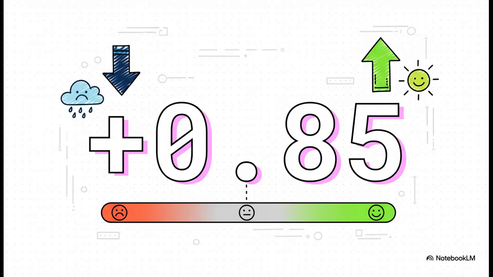And what you get at the end is a score, just like this one. It's called a compound score, which is really just a single number that sums up the overall feeling. The scale is pretty simple. It goes from -1 for super negative, all the way up to +1 for super positive. So a score like plus 0.85, yeah, that's telling us this phrase is very, very positive.